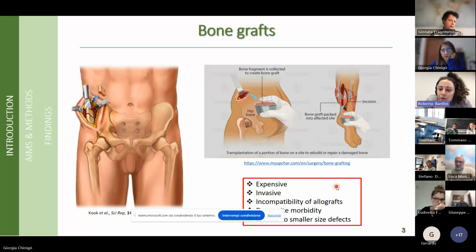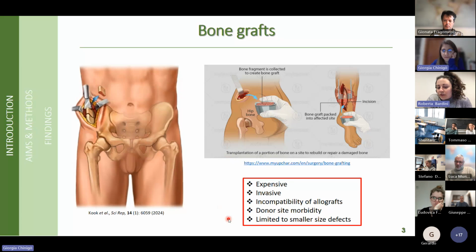Giorgia, sorry to interrupt again, but there is a banner in overlay. You should just click on NASCON. Okay, so the slide is fully visible. Thank you. Sorry.